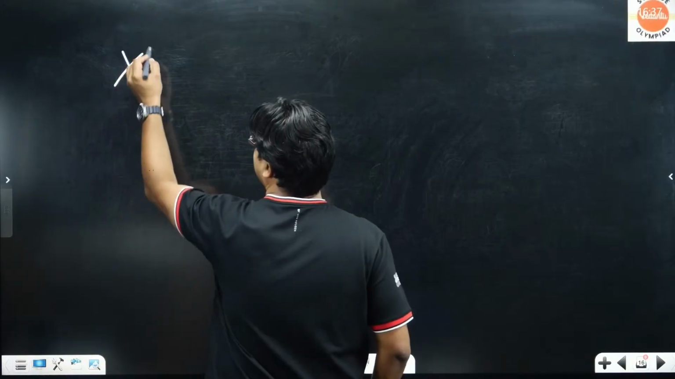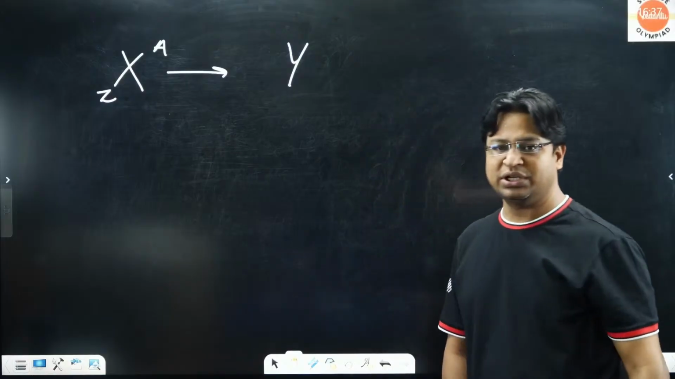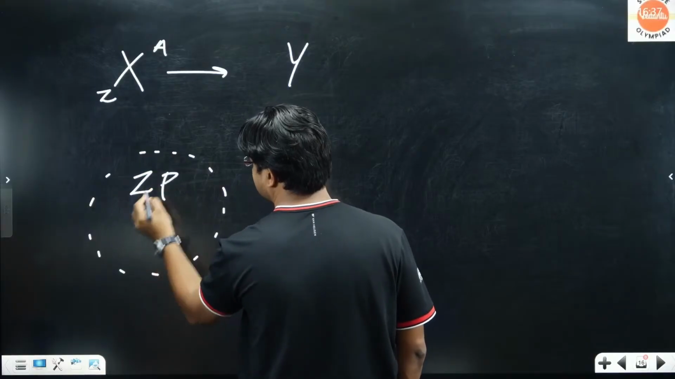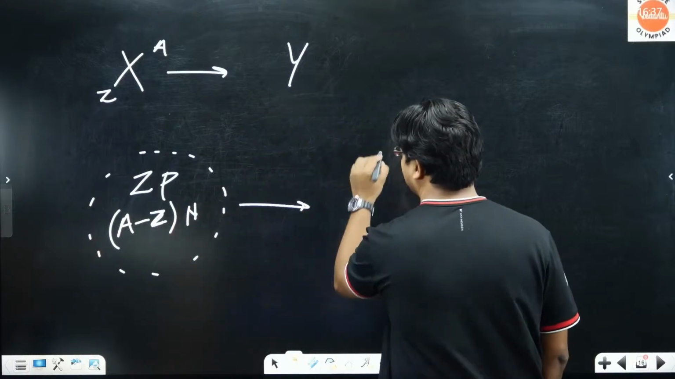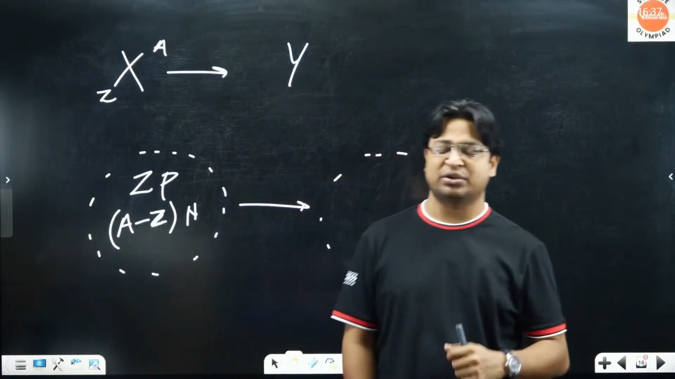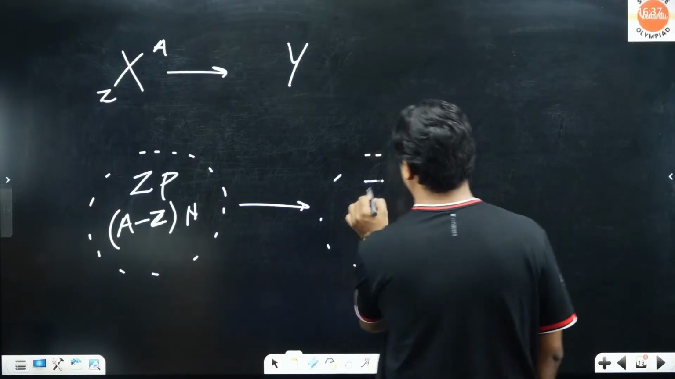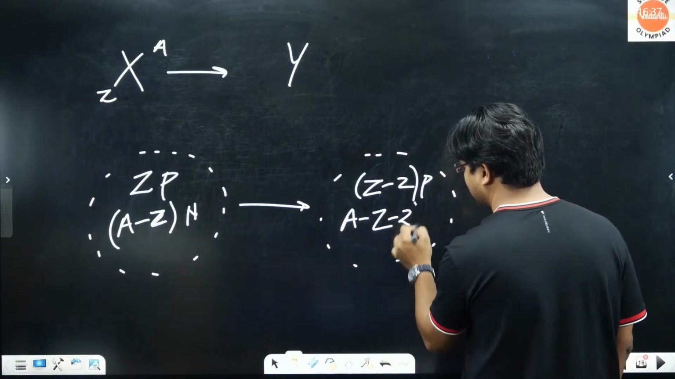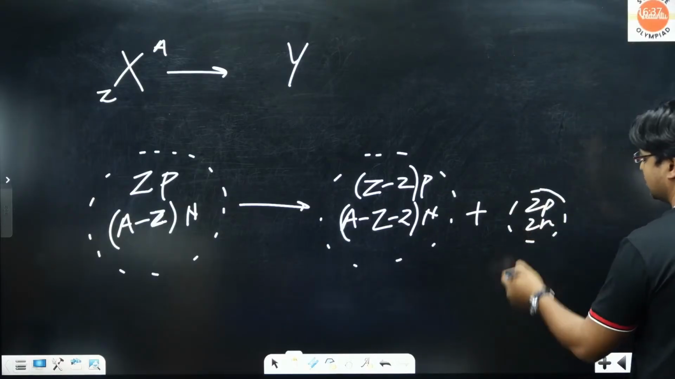So what happens when alpha decay happens? Suppose there is a nucleus with mass number A and atomic number Z, and it breaks into another nucleus. Let me depict it here. We had a nucleus X in which there were Z protons and A minus Z neutrons. It converted into Y by throwing out an alpha particle, meaning it threw out 2 protons and 2 neutrons. So we would have Z minus 2 protons here, and A minus Z minus 2 neutrons here, and the alpha particle, that is 2 protons and 2 neutrons, would be emitted.